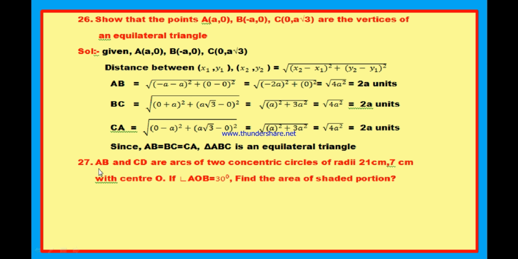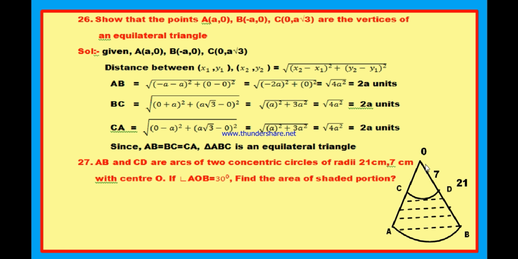Now question number 27. AB and CD are arcs of two concentric circles of radii 21 centimeters and 7 centimeters with center O. If angle AOB is equal to 30 degrees, then find the area of the shaded portion. I shall repeat. AB and CD are the arcs of two concentric circles of radii 21 centimeters and 7 centimeters with center O. And if angle AOB is equal to 30 degrees, then find the area of the shaded portion.